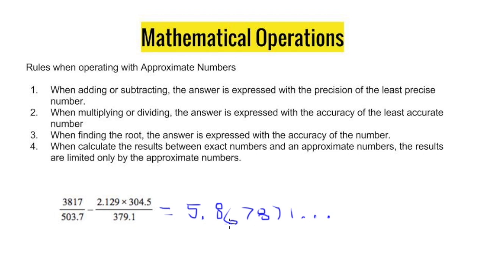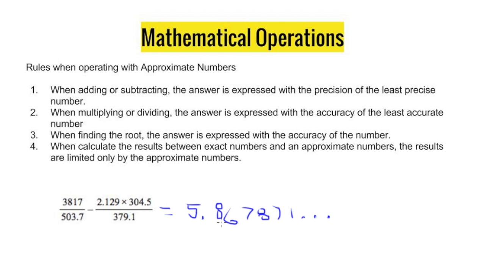5.86787 whatever. And sorry for my sloppy handwriting here, but that's okay. Now, here's our exact answer. However, we still need to figure out how we are going to round our answer.